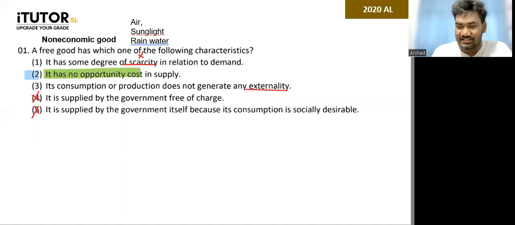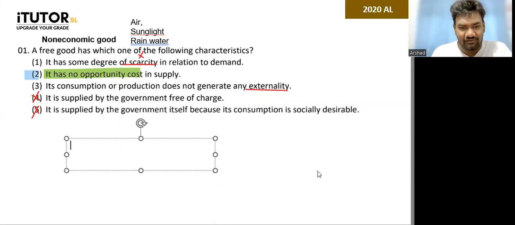Someone asked me about public goods. Again, we'll come into unit number 8. Just because a good is supplied by the government, it doesn't become a public good. But yes, there are some goods supplied by the government. Okay, can you give a definition for free good, guys?